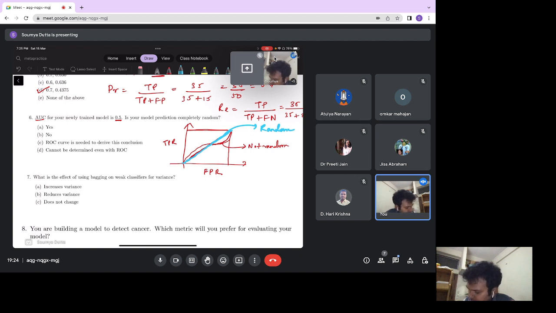So the answer for this would be: the ROC curve is needed to derive this conclusion. Unless we have the ROC curve, we don't know whether something is random or not. Just by looking at the AUC, we can't say anything.